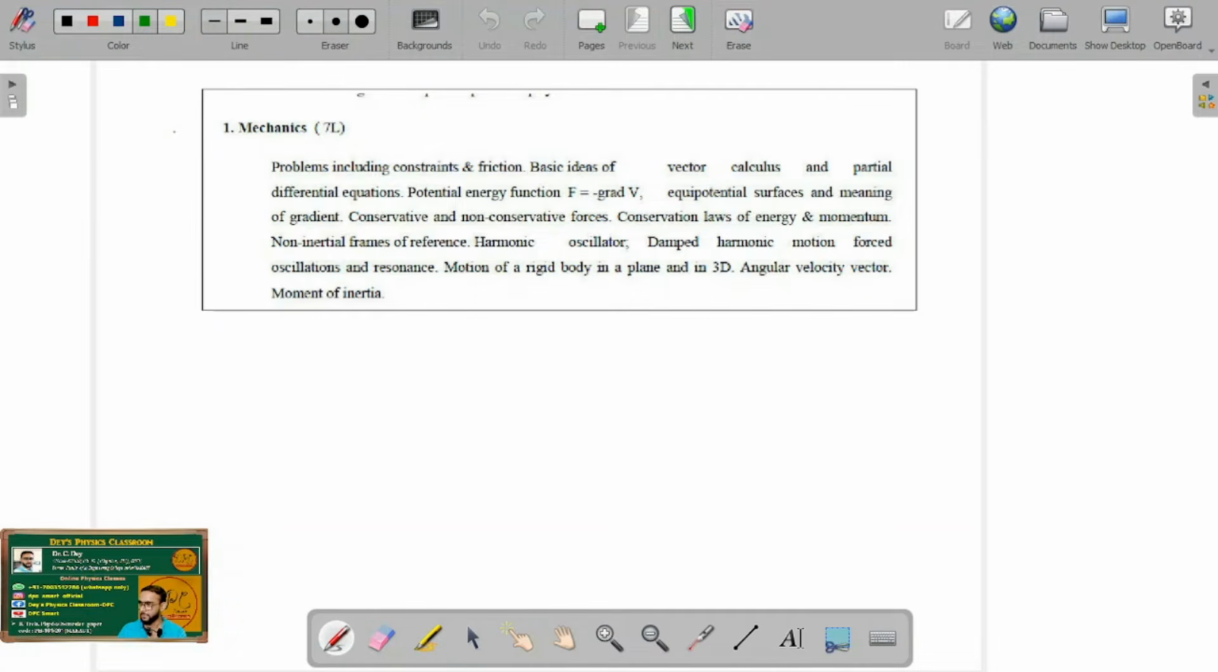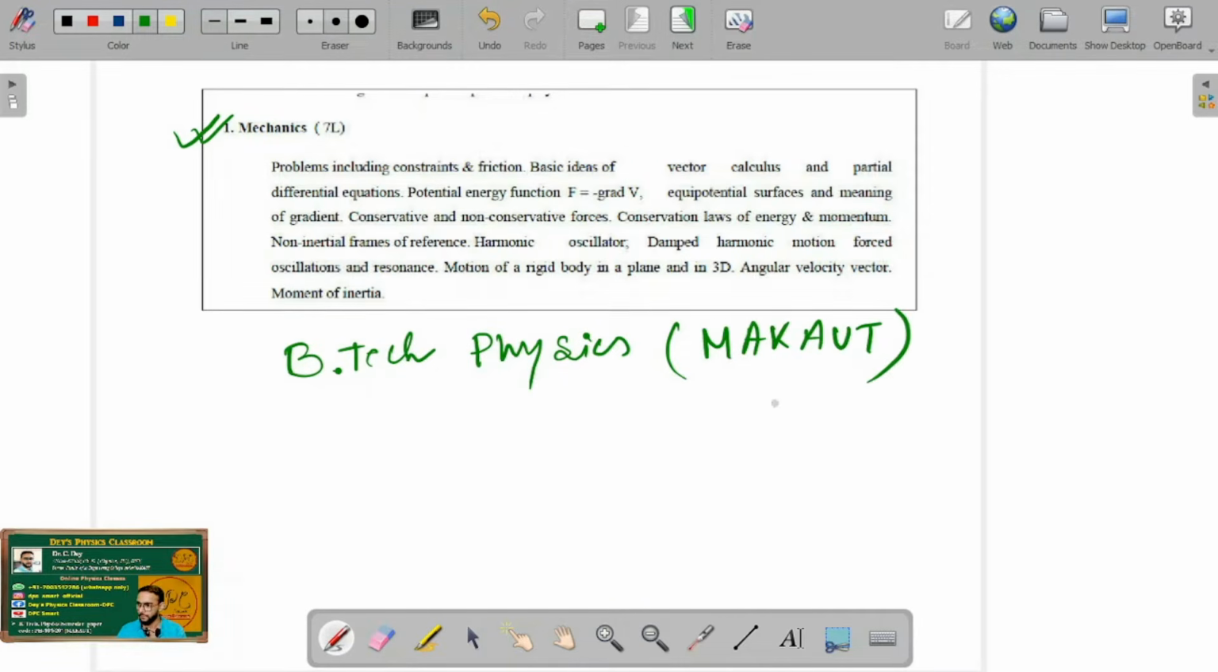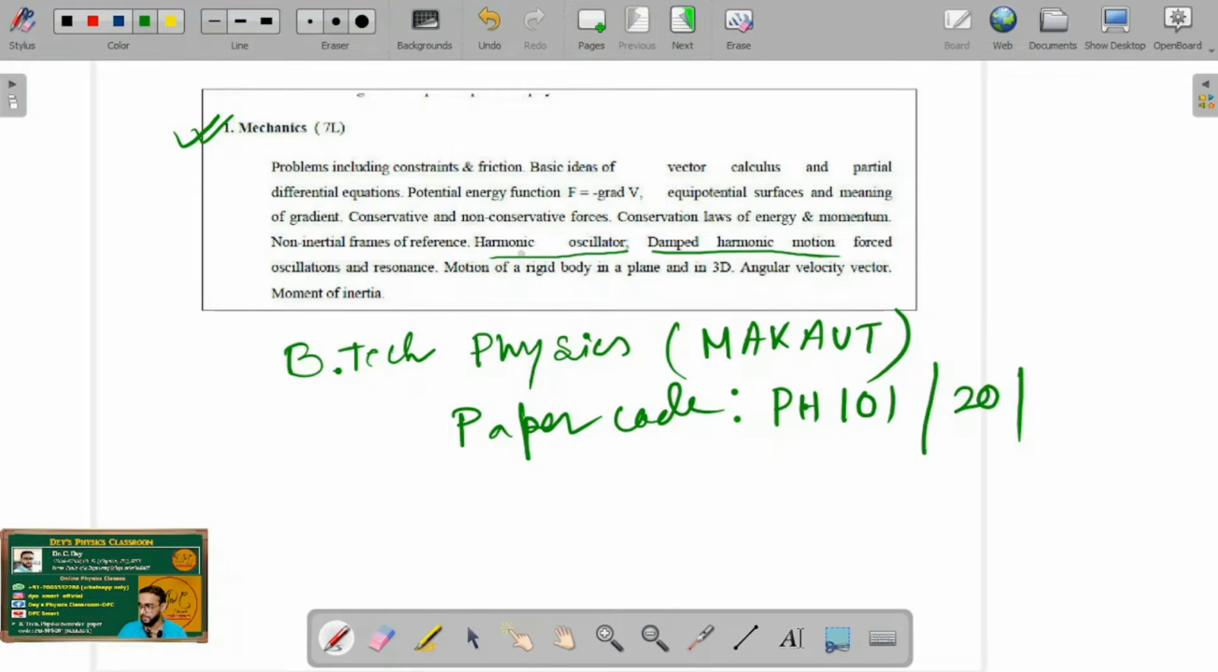So this is the first module of the undergraduate BTech Physics syllabus under Knockout. The paper code name is PH101 and 201. In today's class, I will discuss the harmonic oscillator and simple harmonic oscillator, different types of oscillators, and simple harmonic motion, that is the acoustic part of this mechanics syllabus.